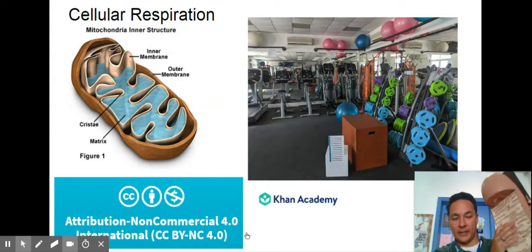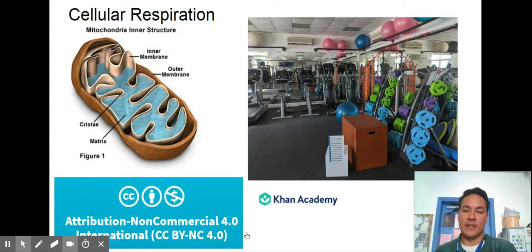Our friend, the mitochondria here. So I took a picture of our fitness room here at TASM, which I hope you're all using. It's a wonderful place. All right, and what's going on with the mitochondria in there?